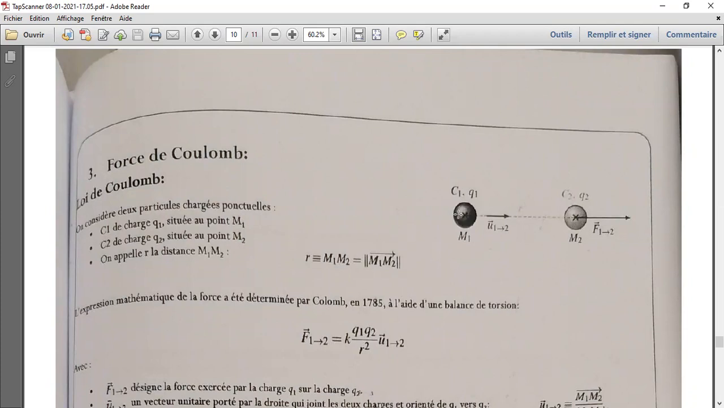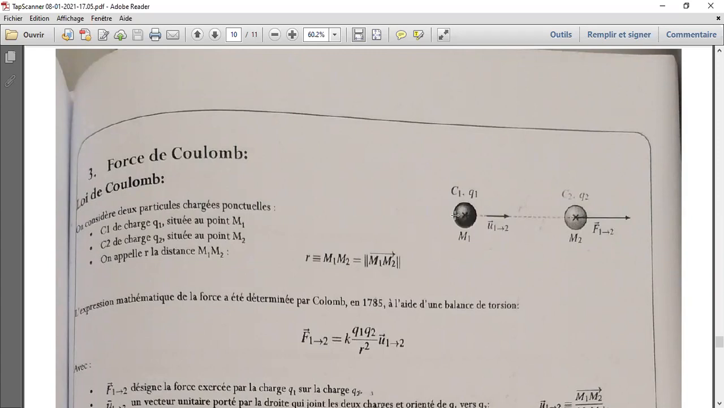So there's a force created by Q1, which causes Q2 either to move away or to be attracted. It depends on the sign. If it's a positive sign, it will cause Q2 to move away. If it's a negative sign, it will cause Q2 to be attracted. Most of the time, it depends on how the question is phrased.